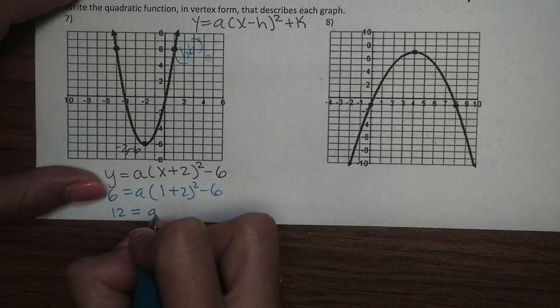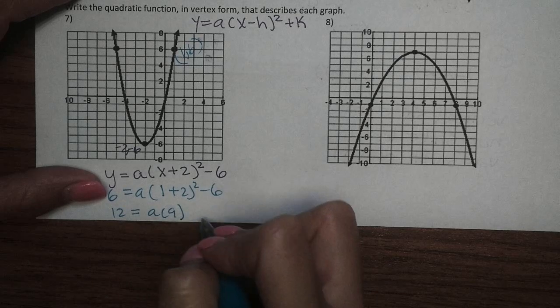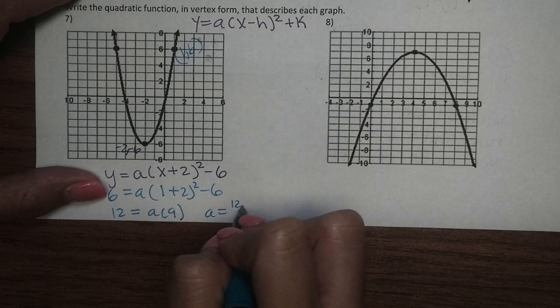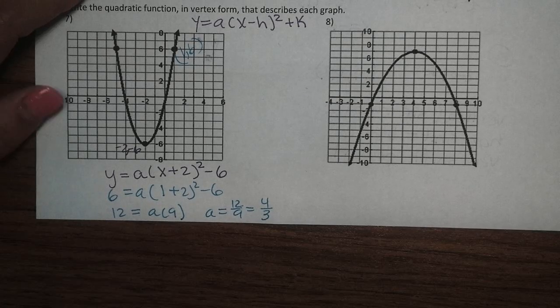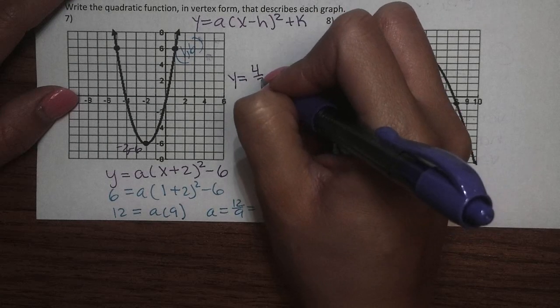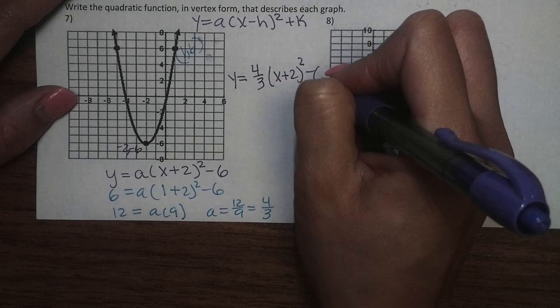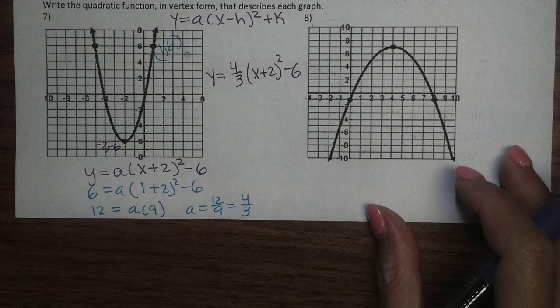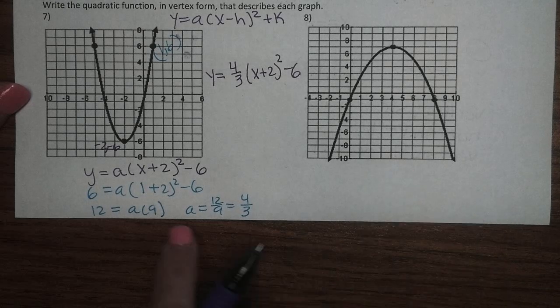12 equals a times (1 plus 2) squared, so 1 plus 2 is 3, and 3 squared is 9. If I divide by 9, a equals 12 over 9. Make sure you reduce: 4 over 3. So my final answer for number 7 is y equals 4/3 (x plus 2) squared minus 6. Now you should pause the video and try example 8 by yourself, just the same way I did on number 7.